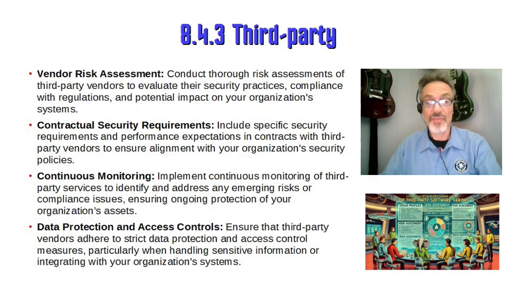8.4.3 Third-party software. Understanding the security implications of using third-party software can be critical, as third-party risks are a common concern in most organizations today. Some key topics include vendor risk assessment. The first step when using third-party software is conducting a thorough vendor risk assessment. This involves evaluating the vendor's security practices, their compliance with regulations, and how their software might impact your organization's overall security.